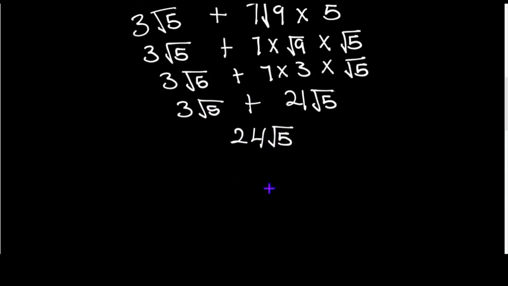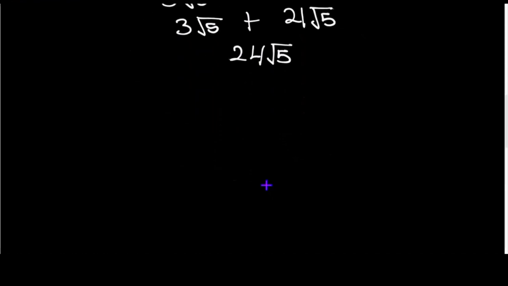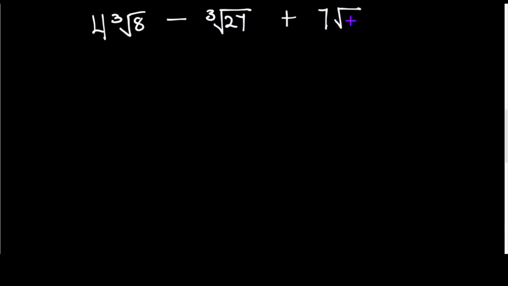Let's try an example with cubic roots. You can feel free to pause this video if you want to try your hands on this question. 4 cube root 8 minus cube root 27 plus 7 square root 4.